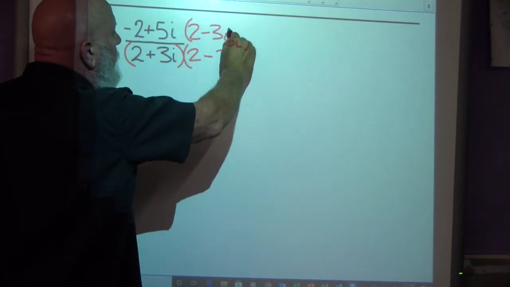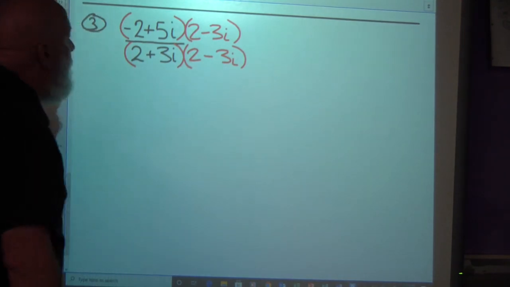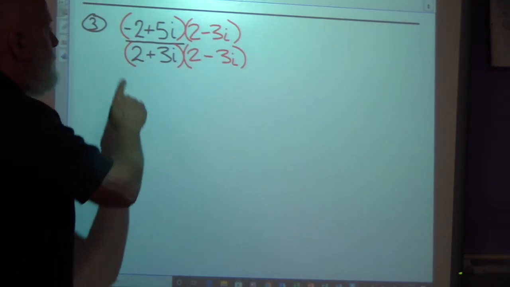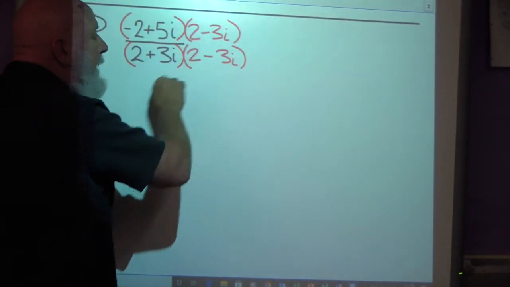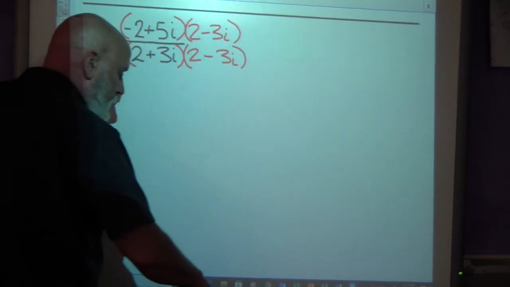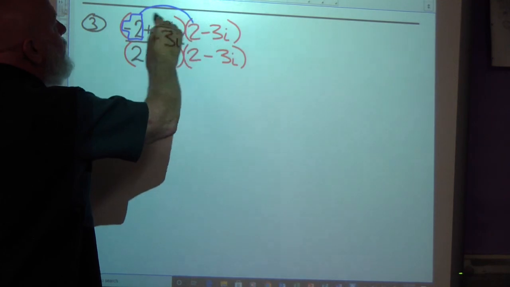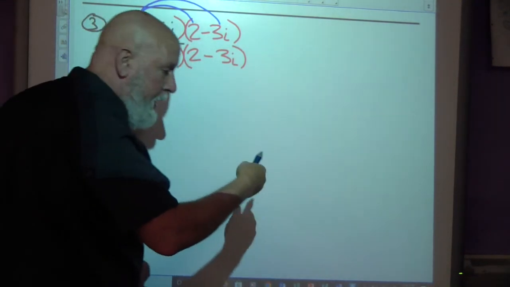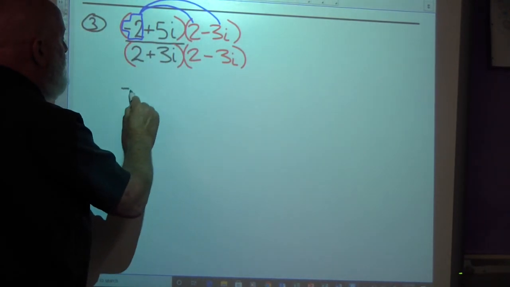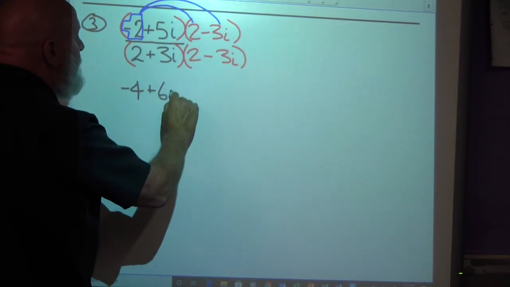And I've got some foiling to do. I've got to foil, I've got to distribute. You can think of it as double distributing. I'm going to foil this and combine like terms, and I'll do the same thing down here. And in the bottom, when I get done, I should not have any i's if I don't make any mistakes. Should have no imaginary numbers. So here we go. I'm going to take this negative 2 and distribute it throughout this quantity. Remember that the minus sign travels with it, so to speak. And this will give me negative 2 times 2 is negative 4. Negative 2 times negative 3i is positive 6i.